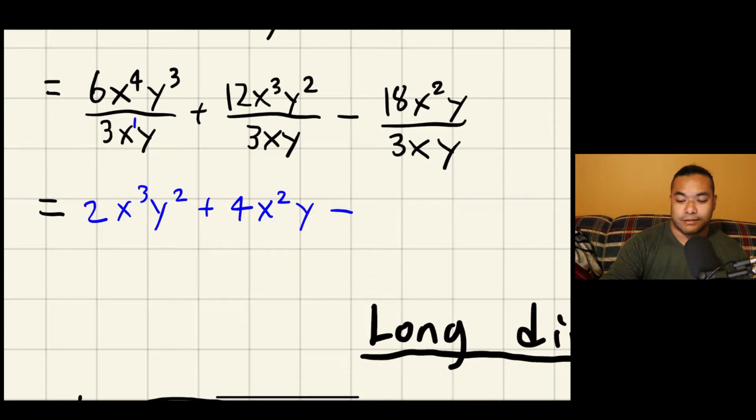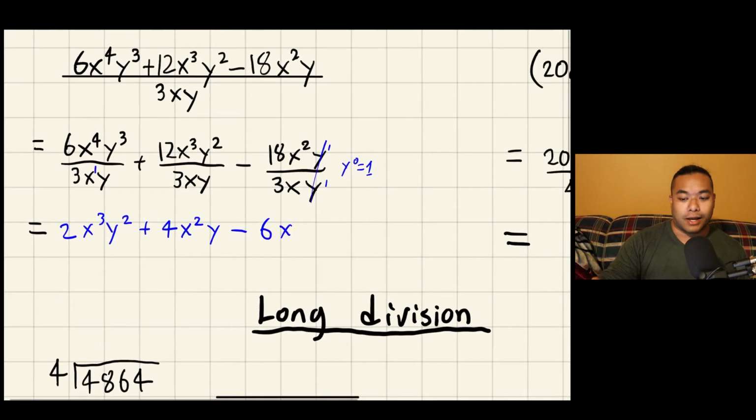Minus 18 divided by 3 is 6. X squared over x gives us x. And y over y, 1 minus 1 is 0. So this cancels to just y to the 0, which we know is 1. So it disappears. That's the real reason why y over y becomes 1. So it's gone. Hopefully we got this and that isn't too much trouble.